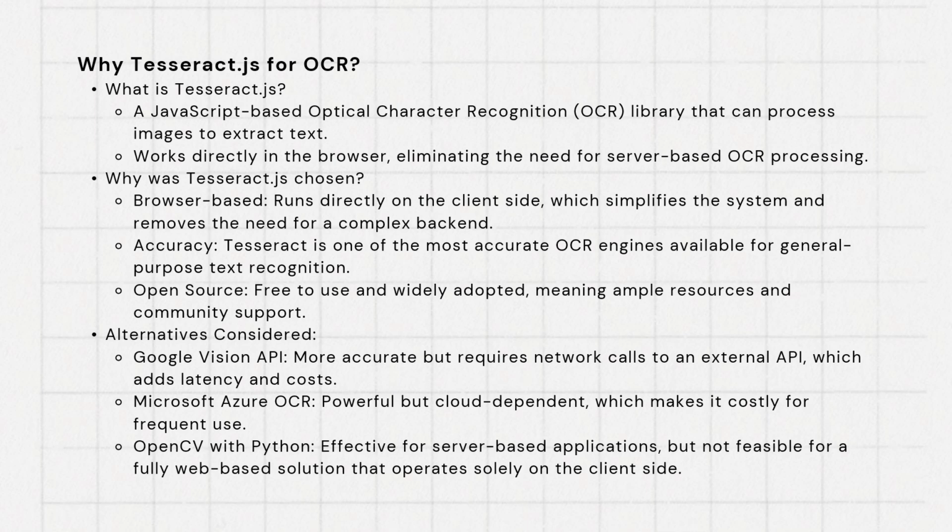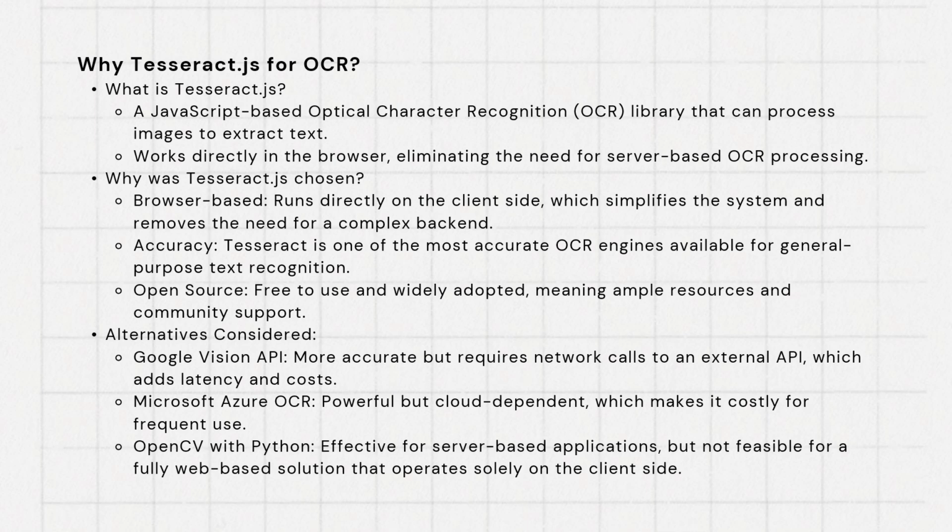Why was Tesseract.js chosen? Browser-based, it runs directly on the client side, which simplifies the system and removes the need for a complex backend. Accuracy: Tesseract is one of the most accurate OCR engines available for general purpose text recognition, open source, free to use, and widely adopted, meaning ample resources and community support.